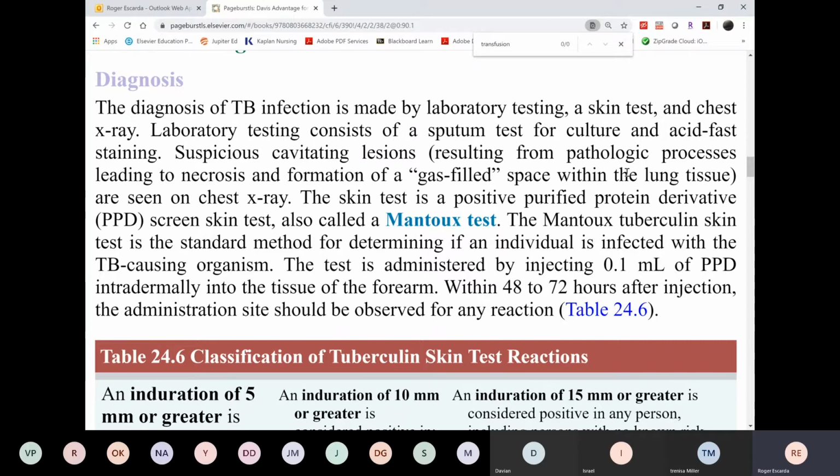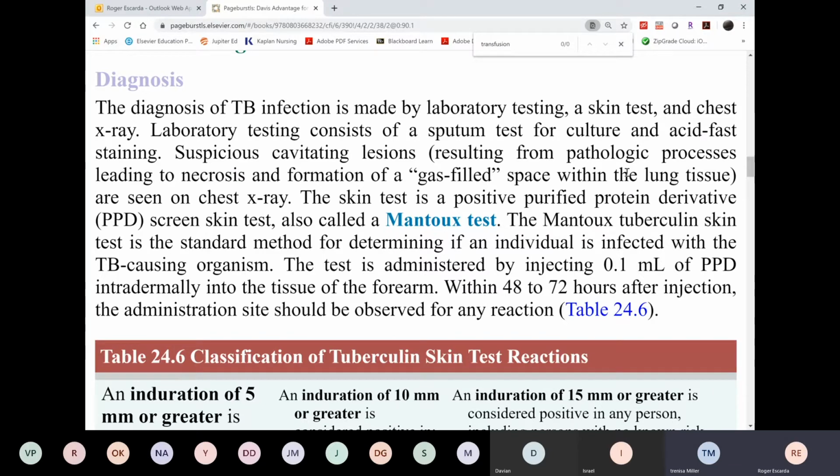The other tests, like QuantiFERON, for instance, would be the preferred way to test for those who received the BCG vaccine, because the QuantiFERON is not influenced by the BCG vaccine, meaning it won't give you any false positive on a patient who received BCG. Does that make sense so far? Questions on testing? Can you repeat that, Professor?